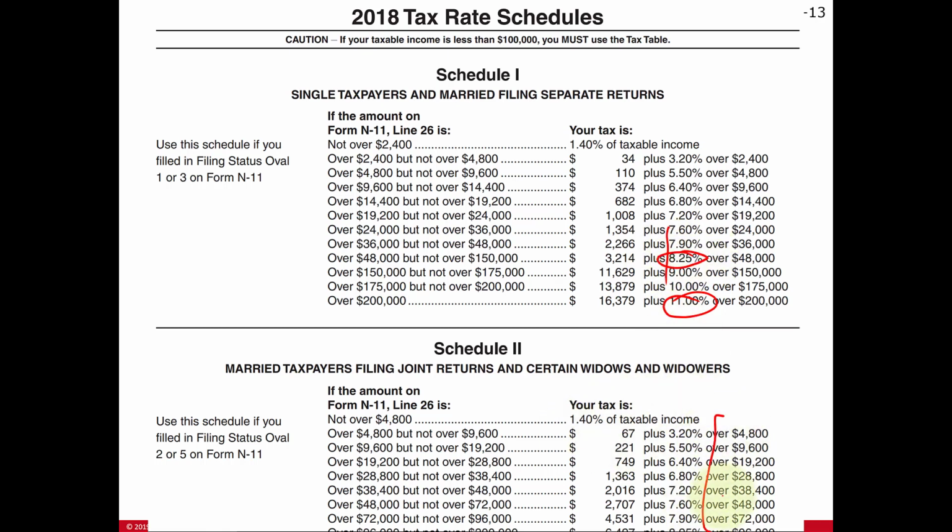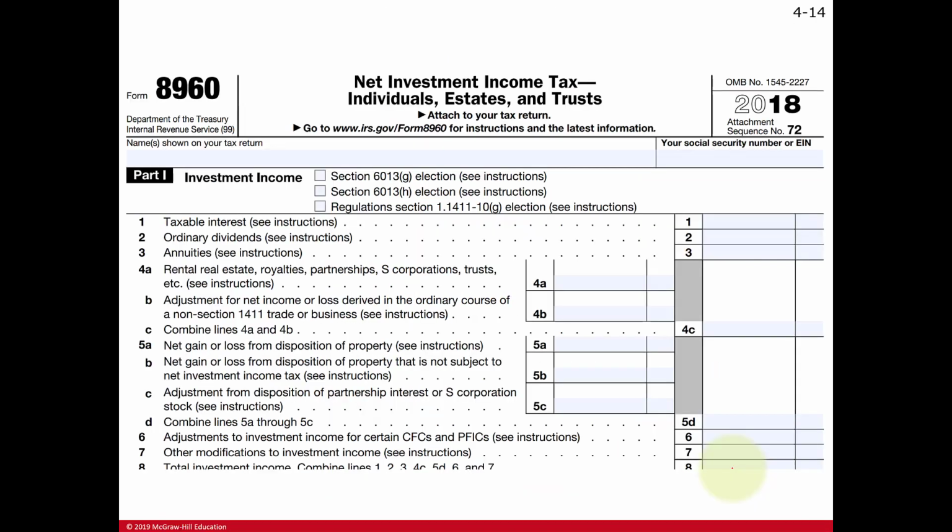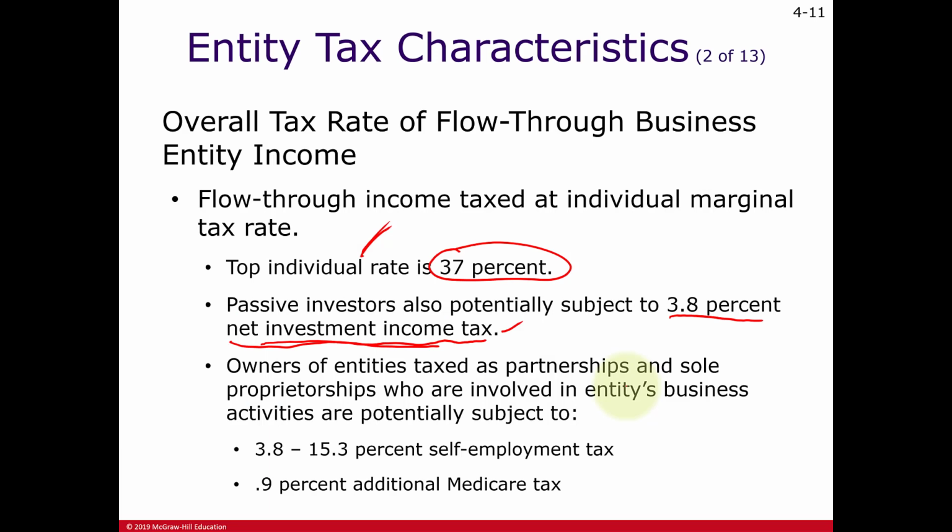The married filing joint is further down here for 8.25, but that's usually the highest rate most taxpayers get into. Here is the form for the net investment income tax. Things like interest, dividends, certain annuities, rental property, all of that income, and certain gains are subject to that 3.8% rate. If their income goes over a certain limit, that's further disclosed down on this form. Okay, so that's this tax.